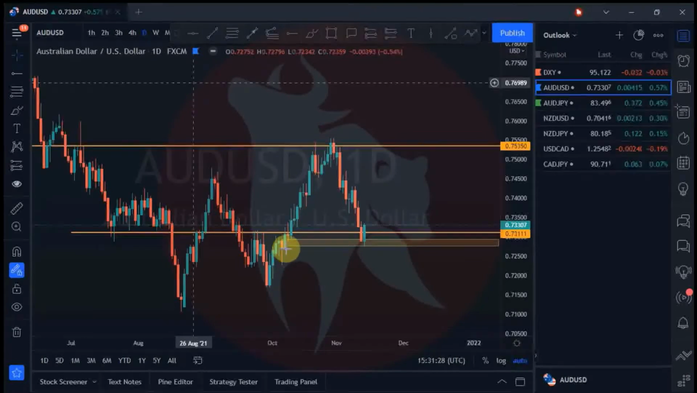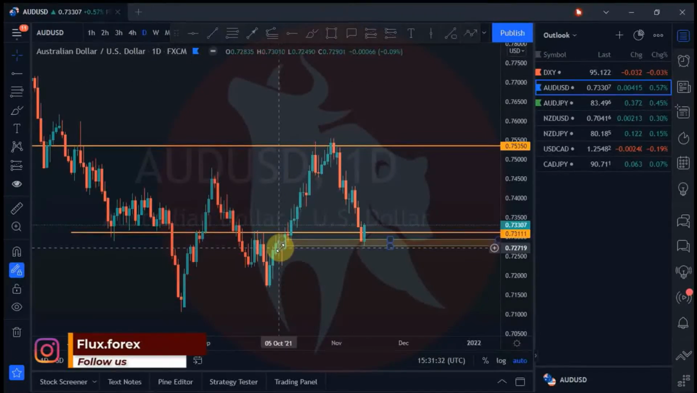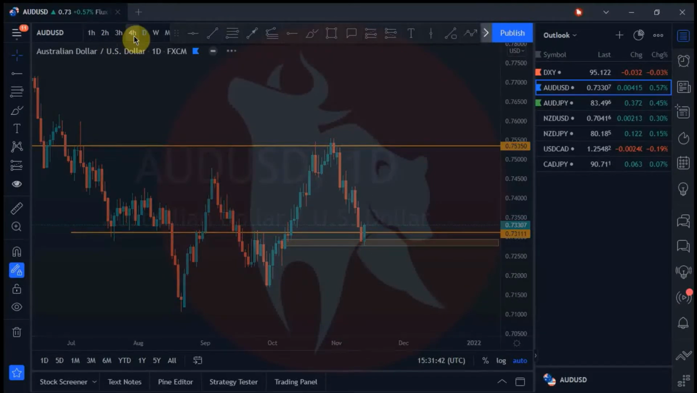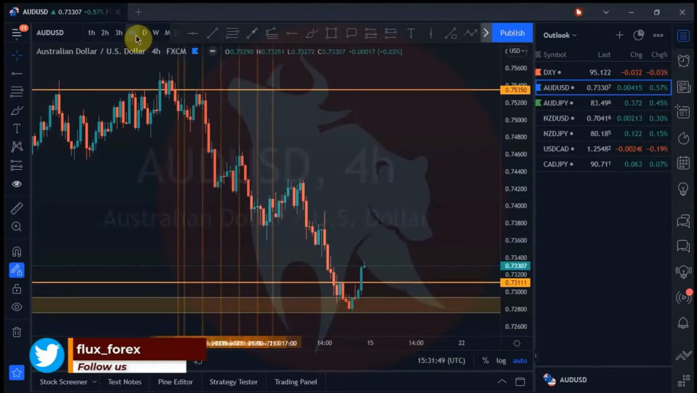I think this is clear on the daily too. As you can see, this is an order block, and once price got here, we've seen some form of rejection to the upside. So going into next week, I'll prefer to look for buying opportunities on AUDUSD.